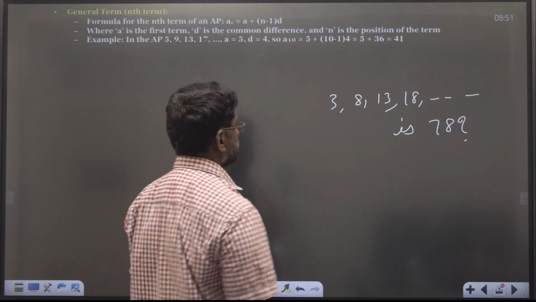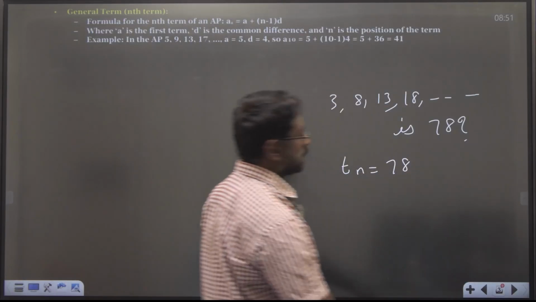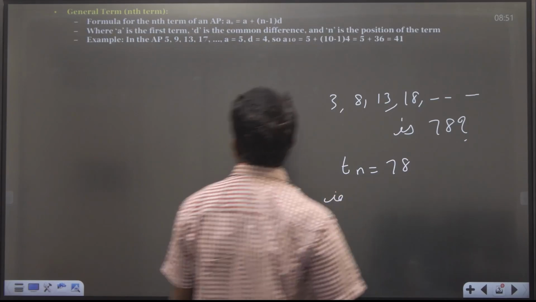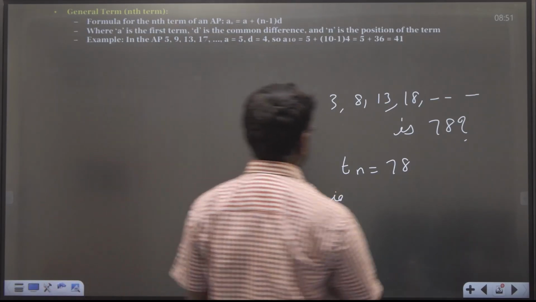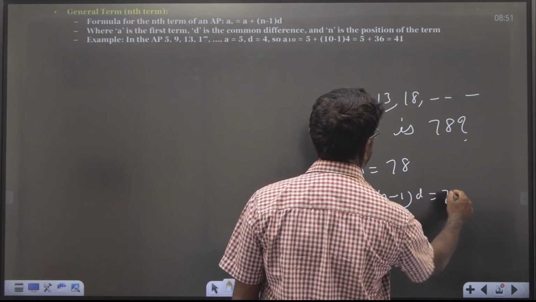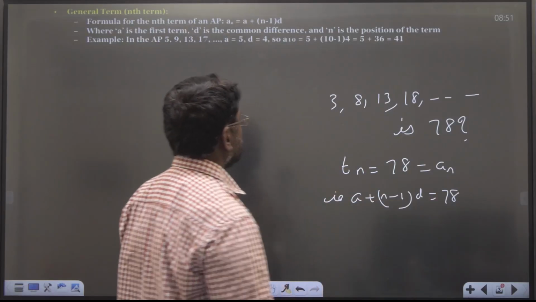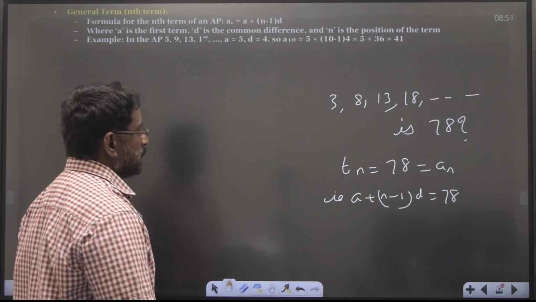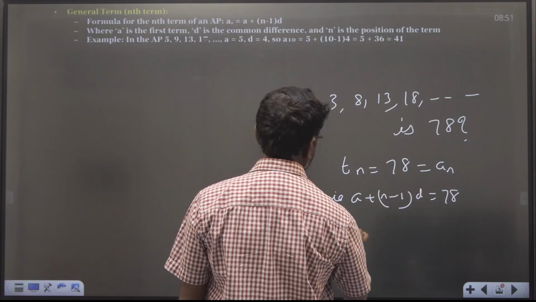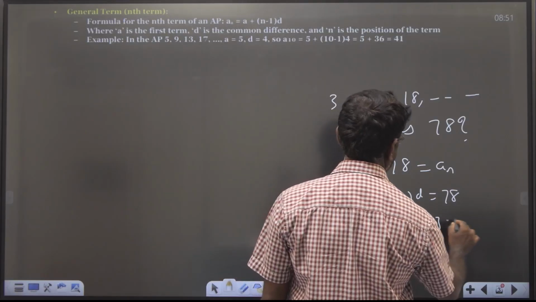Okay, here take it as Tn is equal to 78. We have to find out n. What is the formula for finding Tn? A plus (n minus 1) into d. Tn stands for an also, no problem. So a plus (n minus 1) into d is equal to 78. What is a? From this sequence, a is equal to 3. What is d? d equal to 8 minus 3, which is 5.